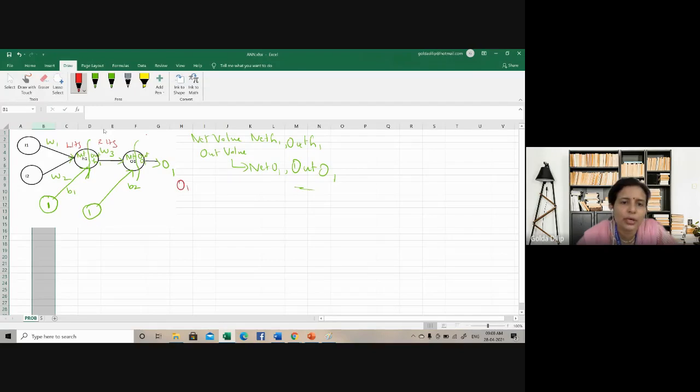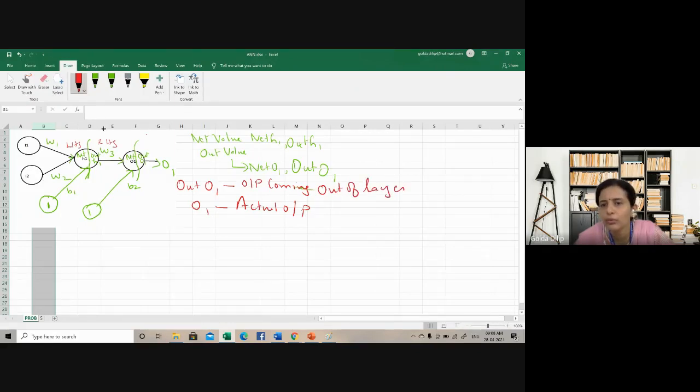So there are two things. One is called out O1 and one is called O1. O1 is actually the actual output, which has to be noted. O1 is the actual output and out O1 is the output that is coming out of the layer. So you have two things, you can see here out O1 and O1. O1 is actual output and out O1 is the output coming out of the layer.